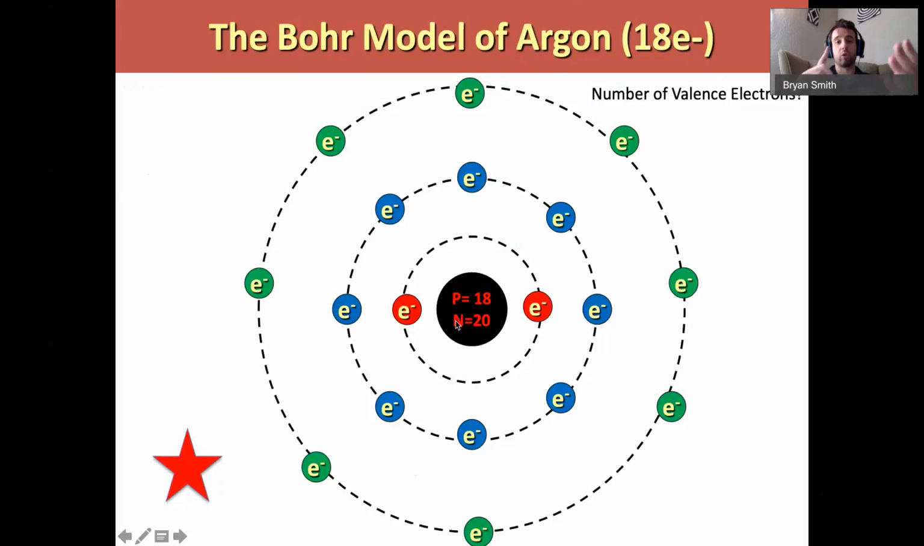This is a Bohr model. You record your number of protons, your number of neutrons, and then your number of electrons in the first, second, and third energy level. That's what you're required to do anytime you're creating a Bohr model.